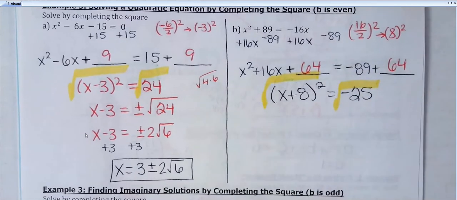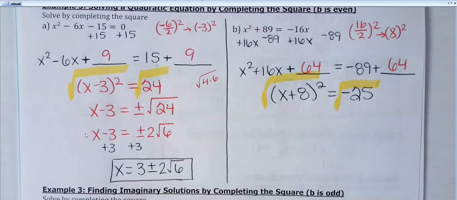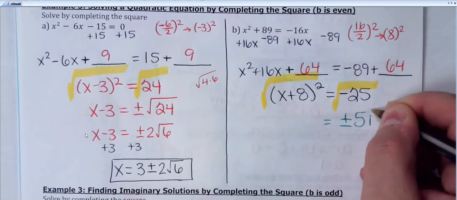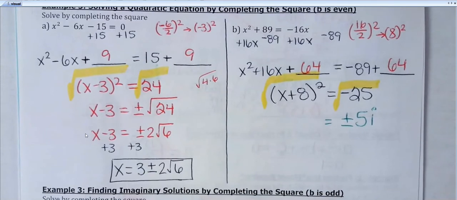What is the square root of negative 25? 5i, exciting. Okay, only to me. All right, plus or minus, this would be 5i. So even though we got an imaginary involved here, we do still have the plus and minus symbol.